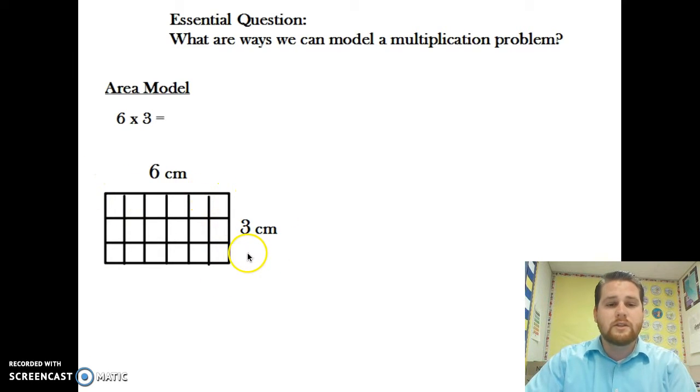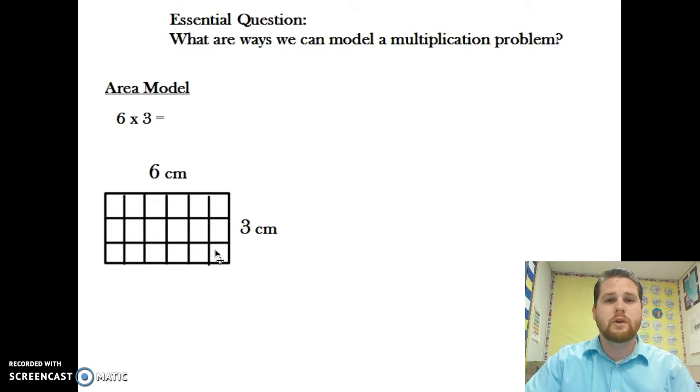And then I can use this to solve. So if I don't know my 6 times 3 multiplication fact, I can solve it by counting the squares. So I have 1, 2, 3, 4, 5, 6, 7, 8, 9, 10, 11, 12, 13, 14, 15, 16, 17, 18. So I told you I don't want you to use counting the squares as your first way to solve multiplication. I want you guys to learn those multiplication facts and be able to know them quickly. But if you don't, then counting the squares is just going to be an easy way to do it.